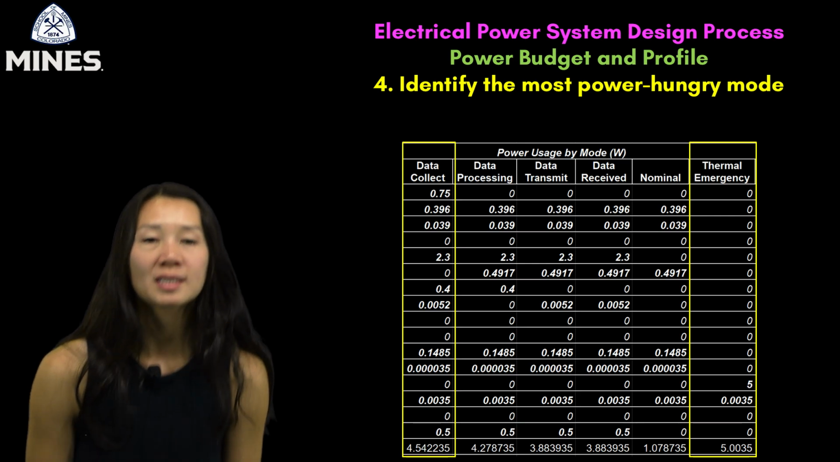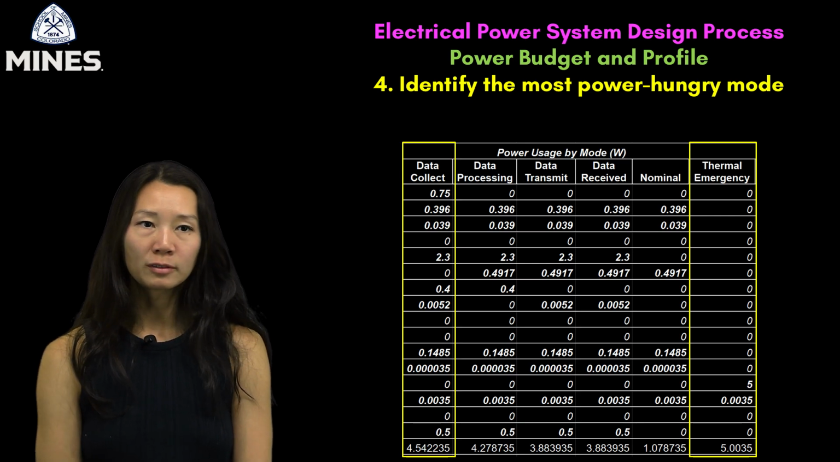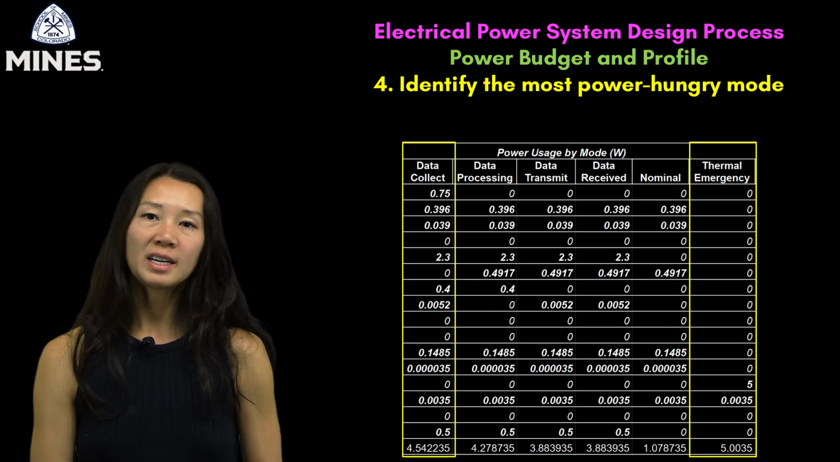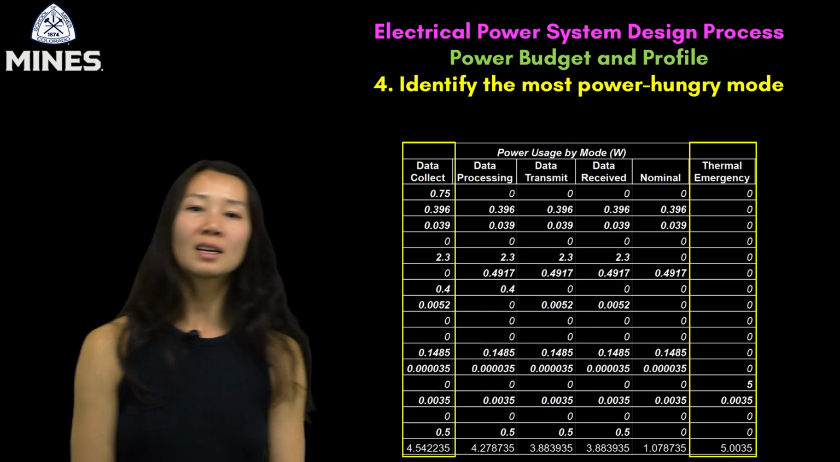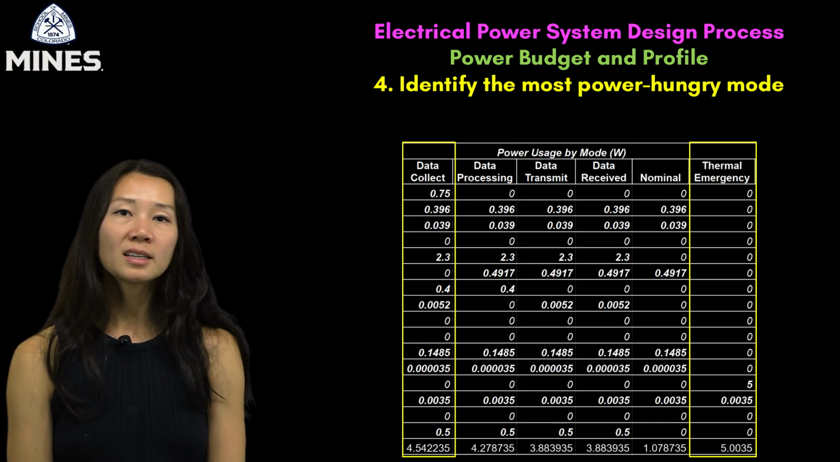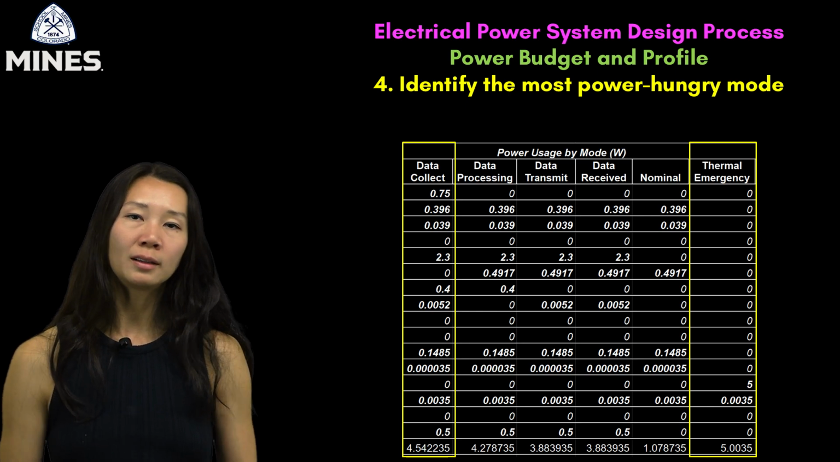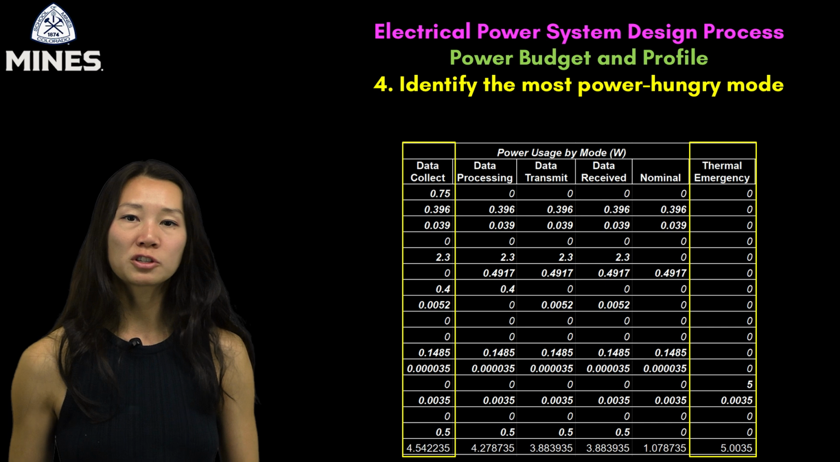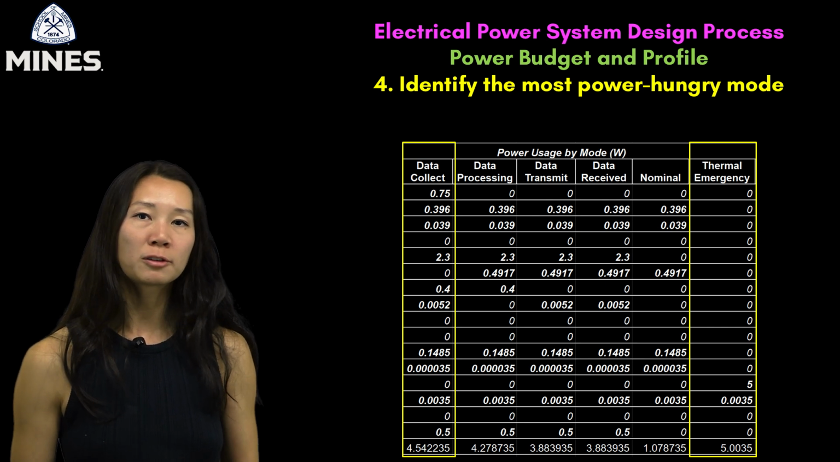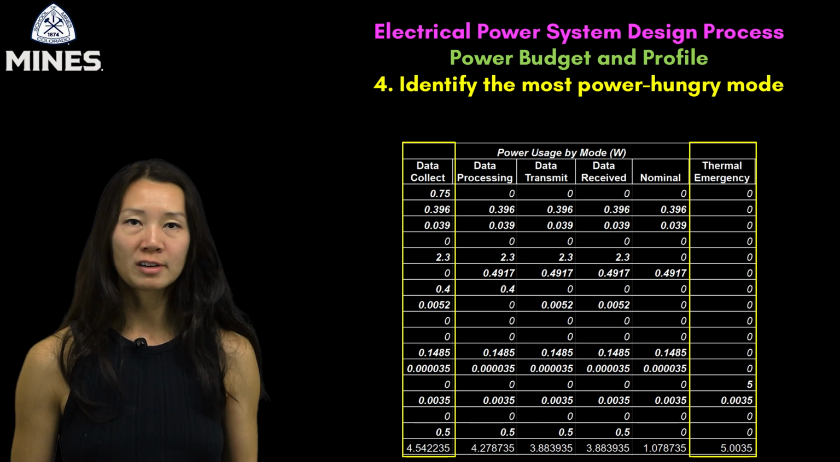Once you have the previous table generated, you need to identify which mode draws the most power overall. In this mission, it's thermal emergency, slightly higher than data collect due to the heater load. The highest value here determines your peak power requirement, and you'll size your generation system to meet or exceed this. You may also decide to shed loads or modify behaviors during this mode to bring the power draw down to a more reasonable level for your power generation system.